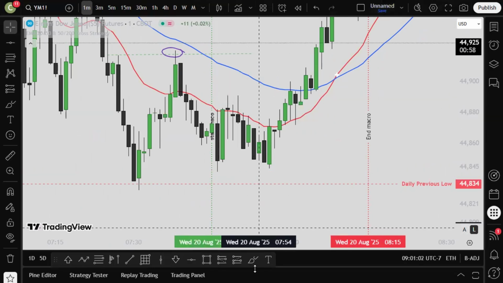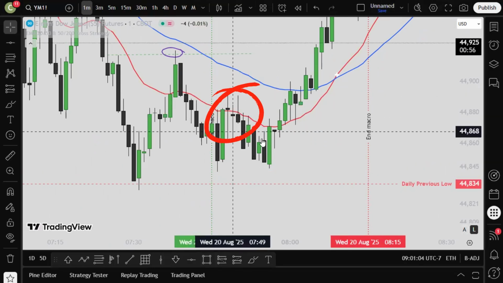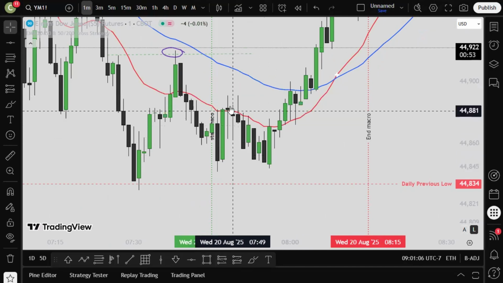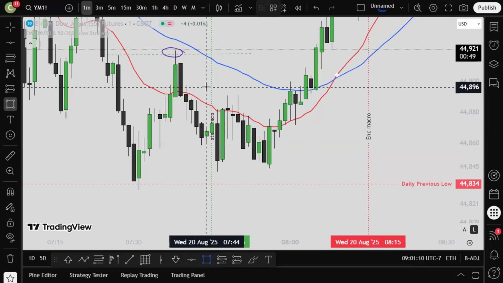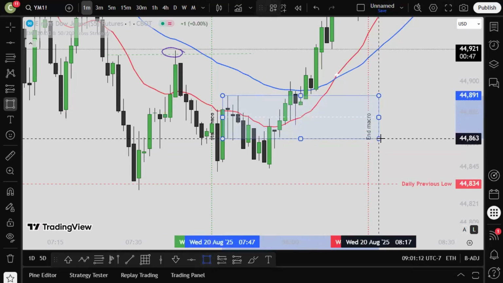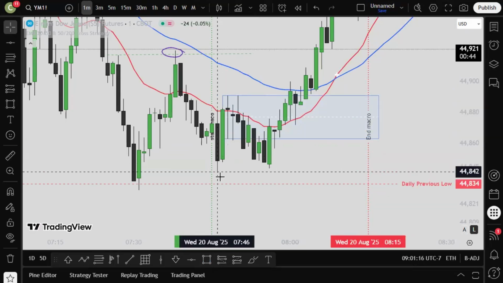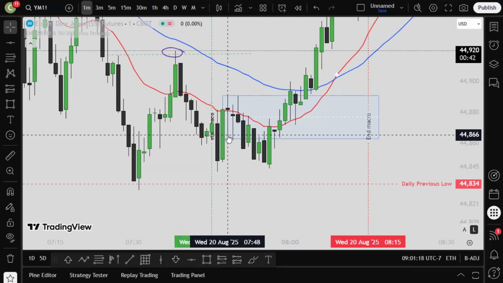Therefore, this is the mitigation block right in here. This is the temporary low, and this is the temporary high that made this temporary low right here. So I'll go ahead and mark this mitigation block in for you. If this low had made a lower low right here, this would be the breaker block.